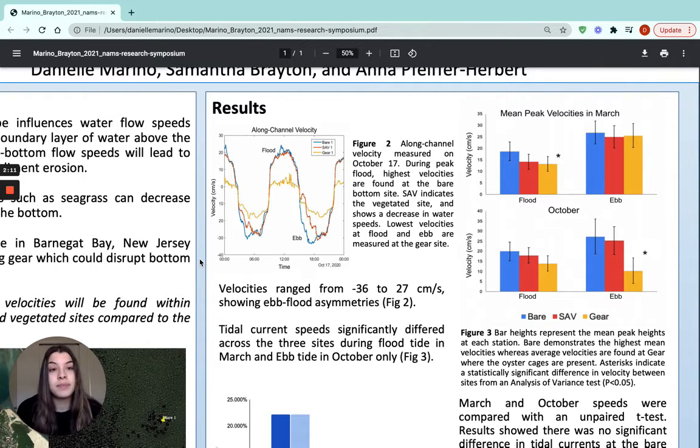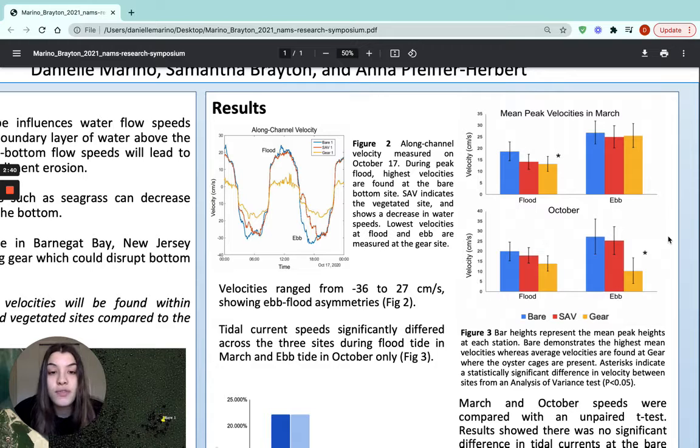other stations. In figure 3, we have the mean peak velocities during the months of March and October during both flood and ebb. The bar height represents the mean peaks at each station, and each contains an error bar for standard deviation. The asterisks indicate a statistically significant difference in velocity between sites as a result of an ANOVA test during both March flood and October ebb.